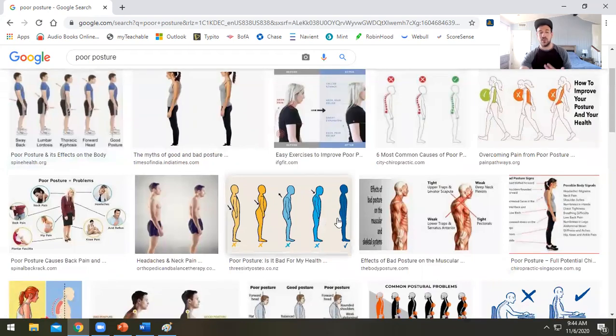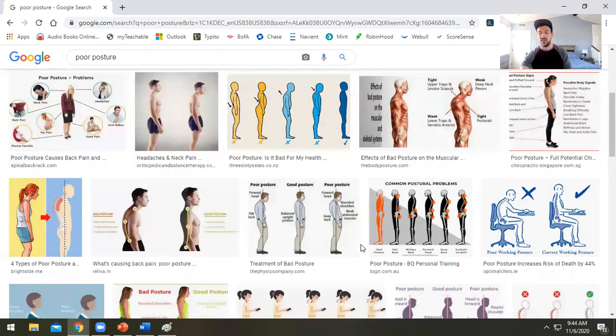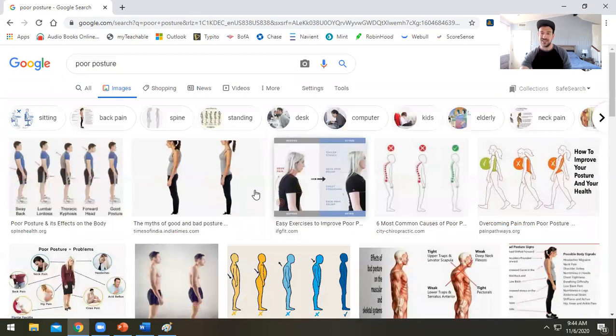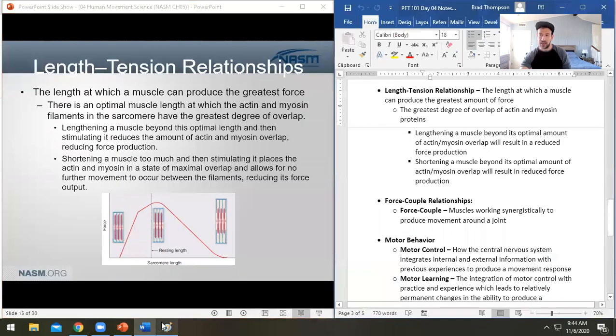The reason we call this poor posture is because the muscles are not sitting at an ideal length. Because those muscles are sitting in either an already shortened or an already lengthened position, they're not going to be as strong as they're supposed to be. They should be much stronger than they are. So that's where we look at what we call the length tension relationship. There is a relationship between the length of a muscle and how much tension it can generate.